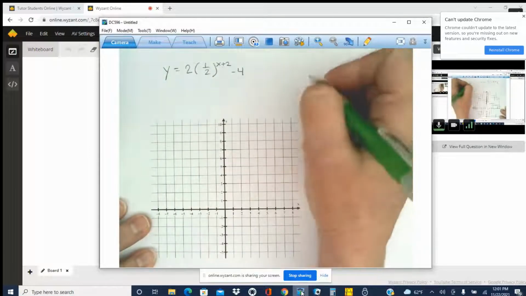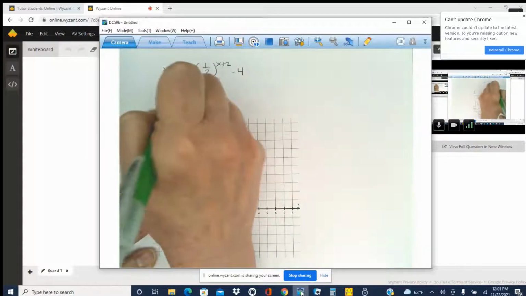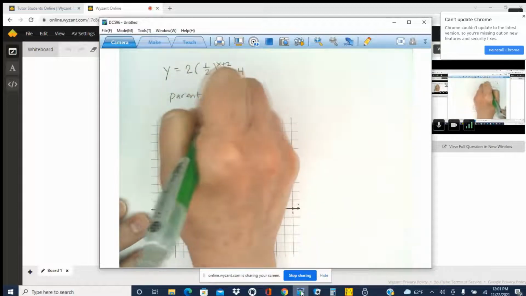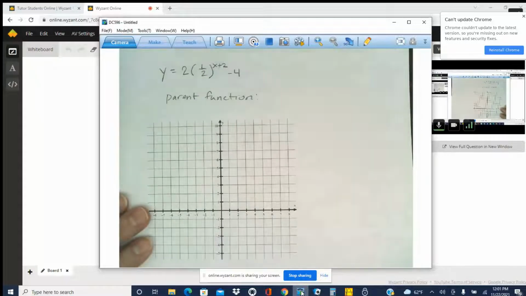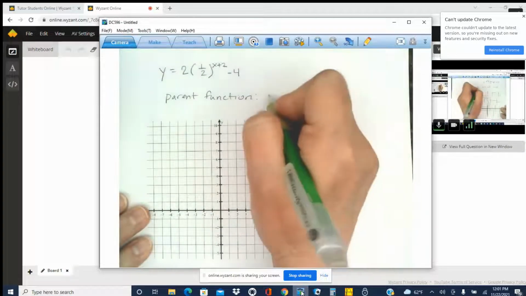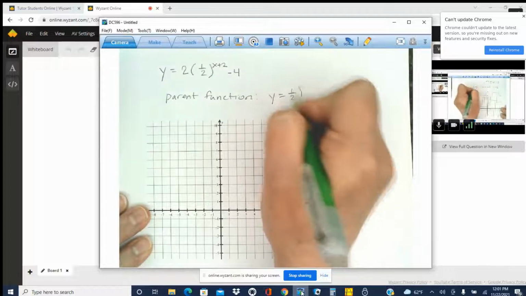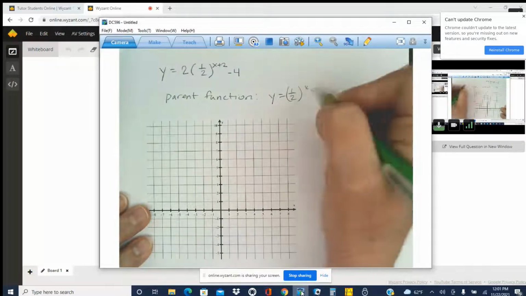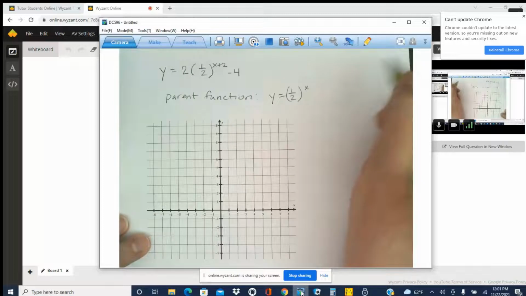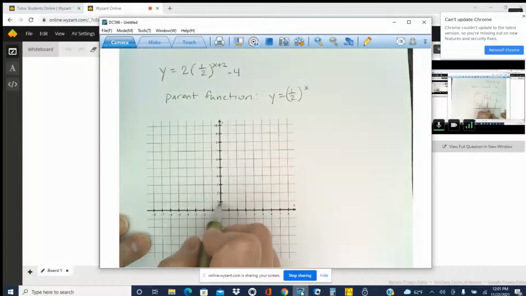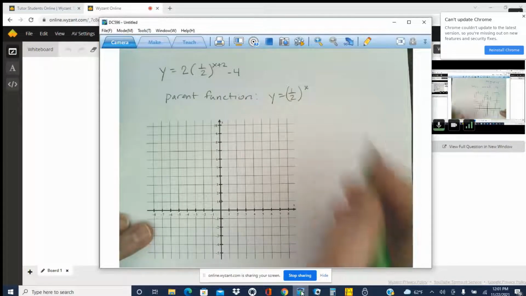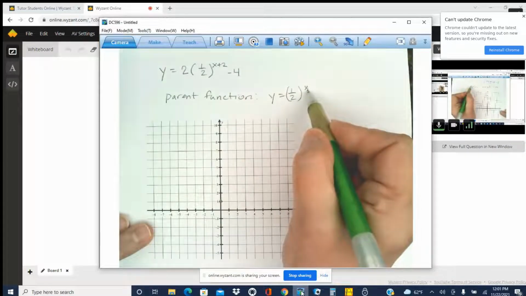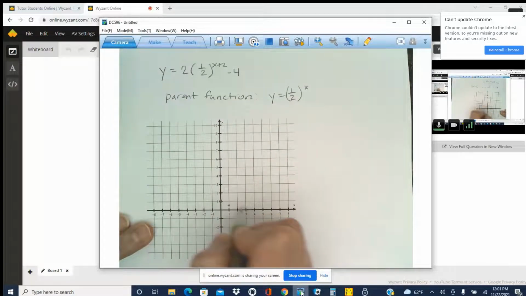Now, the first thing we want to think about is the parent function. Our parent function is the basic function without the transformations, and that would be y equals (1/2) to the x. So we need to know what that looks like first. If x is 0, we get a y value of 1. That's our y-intercept on our parent function. And then as x increases by integer amounts, y is going to be cut in half each time. So we get 1/2, 1/4, 1/8.